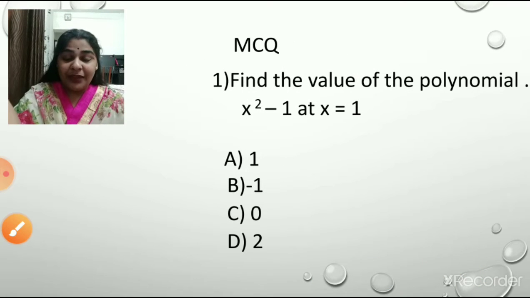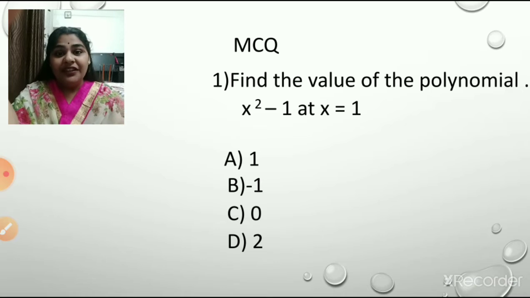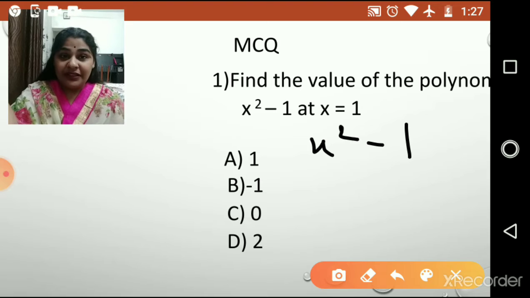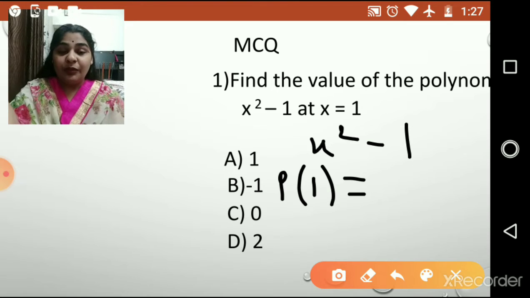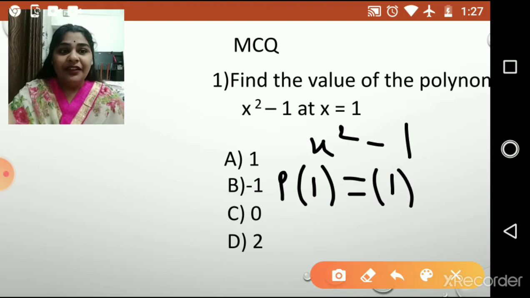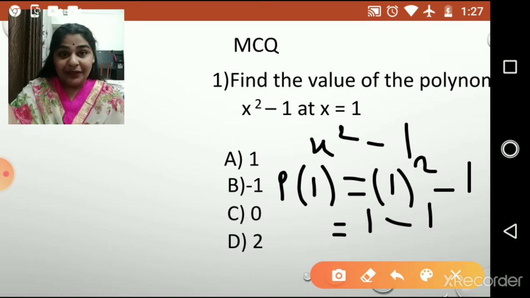So in MCQ form, how will this question come? Find the value of a polynomial x square minus 1 at x is equal to 1. So what is the given polynomial? x square minus 1. And what is the x value given? That is x is equal to 1. So we say it as p of 1 will be equal to, now wherever you see x in the given polynomial, there we have to substitute the value which is given to us, right? So x square means nothing but 1 square and minus 1 as it is. So 1 square will be 1 and minus 1 is nothing but equal to 0.